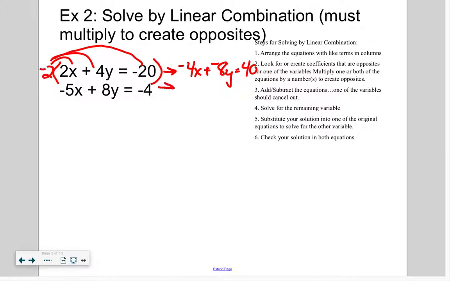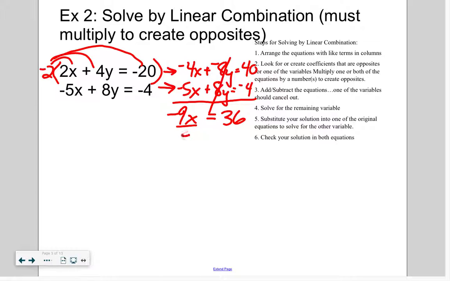Now the second equation, I don't need to multiply anything by because I already have created opposites. So I'm just going to rewrite it so the variables are on top of each other. So negative 5x plus 8y equals negative 4. And now I'll add the equations together. So I get negative 9x plus 0y. So I'm not going to even write that down. These y's have canceled out, equals 36.